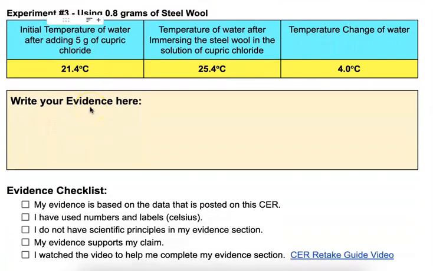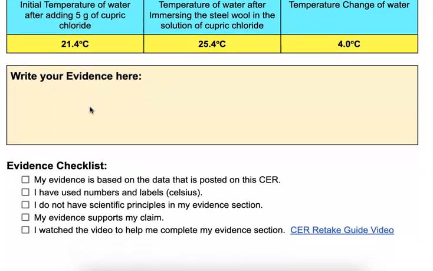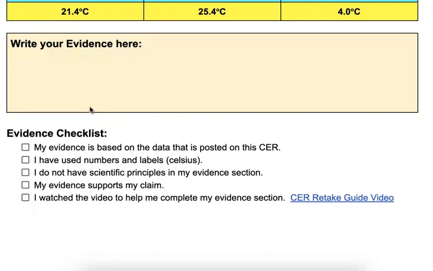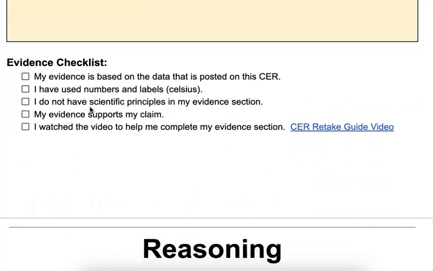Remember, if you do a good job of writing your evidence, doing your reasoning statement is much easier because it's basically copy and pasting your claim and your evidence into your reasoning statement tied together with your scientific principles. Again, you'll notice there's an evidence checklist here to make sure that you've done a good job on your evidence. This is your last chance to do a great job this year on your CERs. This will be your final grade for your CERs for the year.